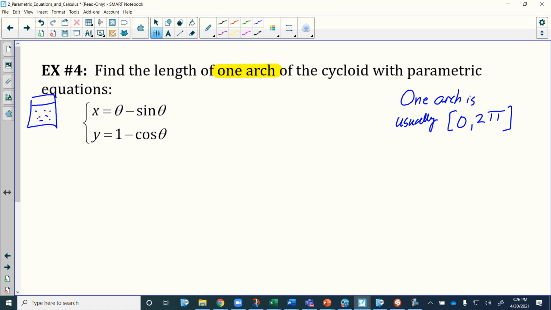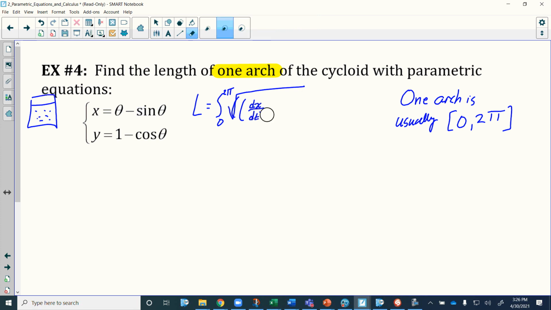So here we're going to do the same things that we were doing. We're talking about finding the length of something. So the length, or the distance that we've traveled, is going to be the integration, in this case, from 0 to 2 pi of the square root of the derivative of x, dx/dt. Oops, I didn't mean to put that close parenthesis there.